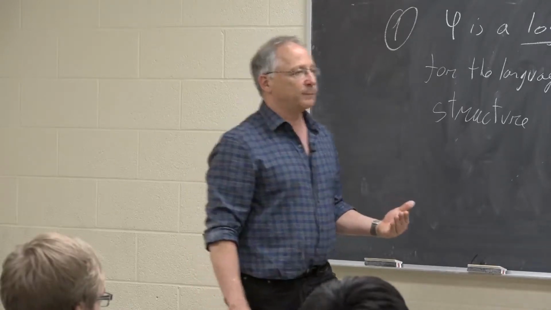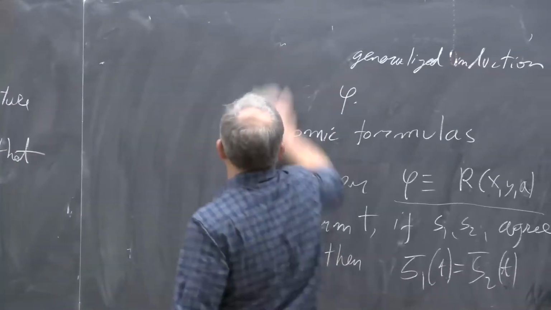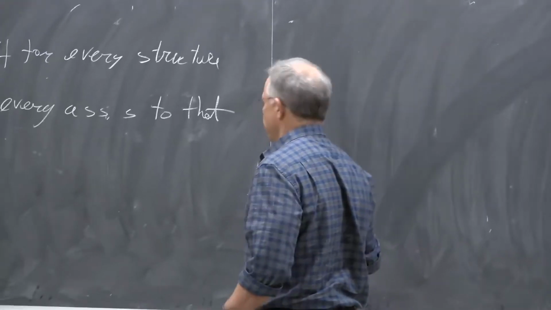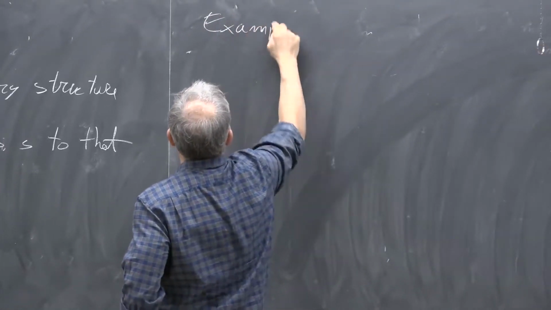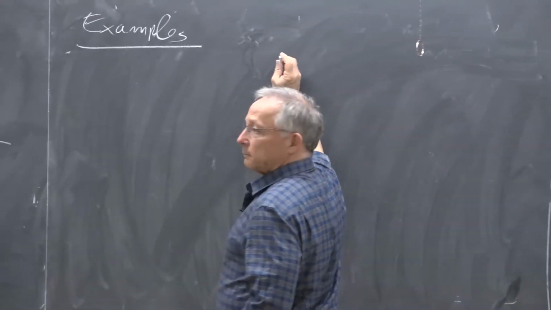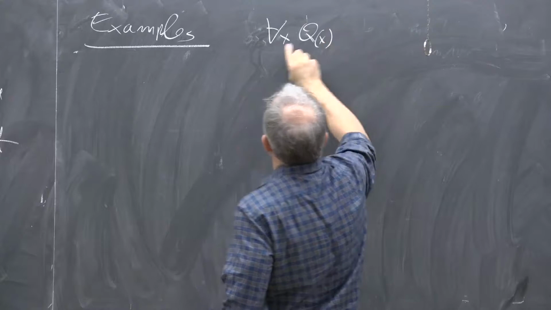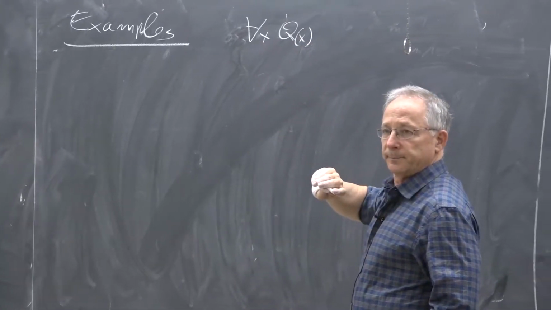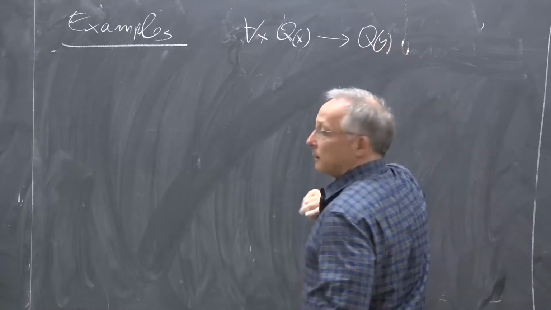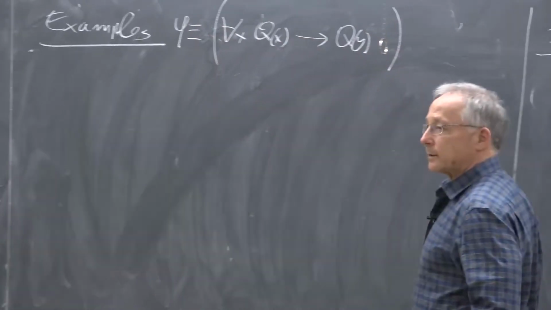So let me give you examples of some tautologies and examples of some things which are not tautologies. So here are some examples of logical truth. So for example, I can take, so let my phi be for every x q of x, where q is a one-term relation symbol. And I say that this arrows q of y. So this is my formula. This is my formula: for every x q of x arrows q of y.